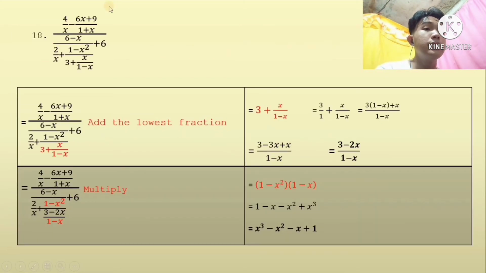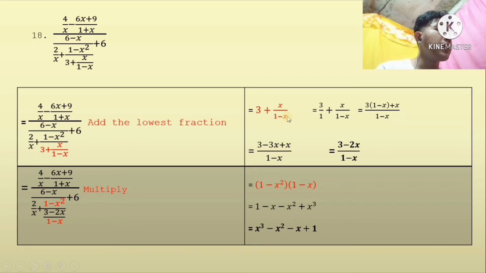Then number 18, let's simplify this fraction. So first, this is a complex fraction. So in this complex fraction, let's first calculate the lowest part of this denominator or main denominator. So add the lowest fraction. So 3 plus x over 1 minus x.